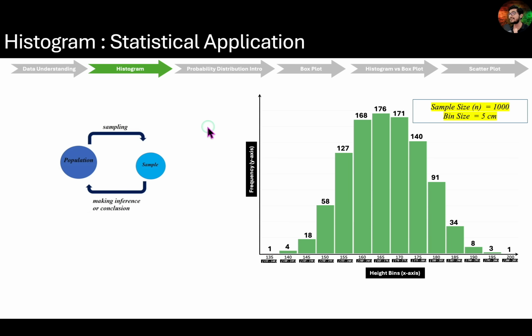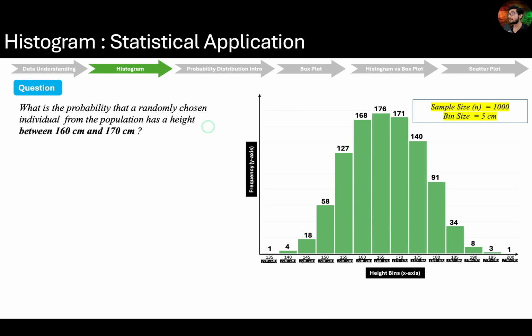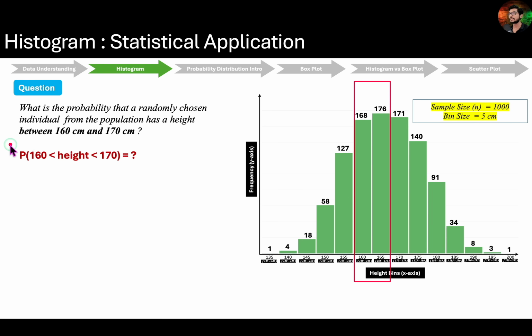In statistics, a small data sample from the whole population, for example 1,000 individuals in our example, is used to make inferences or generalized conclusions about the entire population. For example, on the basis of this collected data, the key question your professor might pose is, what is the probability that a randomly selected individual from the whole population falls within the height range of 160 centimeters to 170 centimeters? And this is the standard mathematical notation used to represent the probability we are trying to determine.